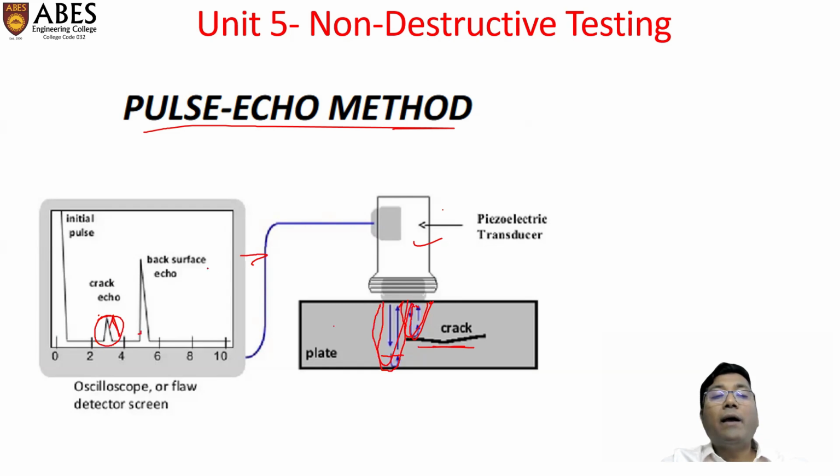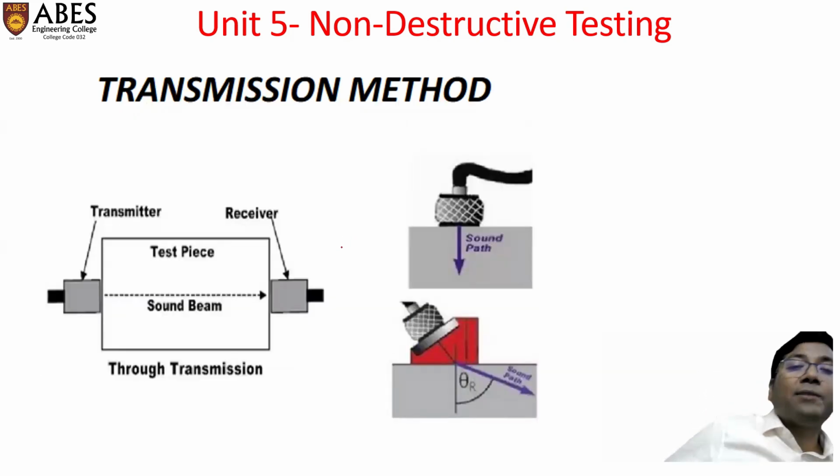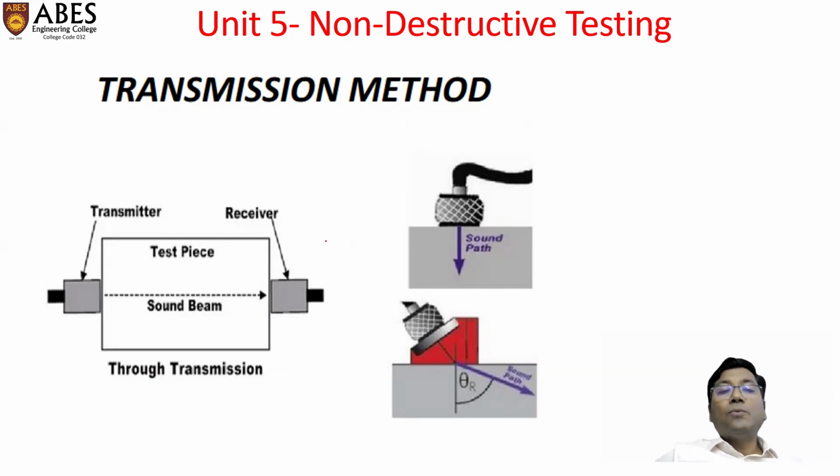For this crack, and this back surface echo is for hitting from the back. Another method is the transmission method, where two separate transmitter and receiver are applied. So the sound beam is propagated through the test piece through the transmitter and collected at the other end through the receiver. So through transmission is obtained and sound path is measured. And again, it is displayed.